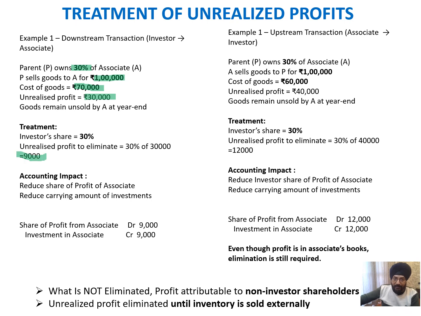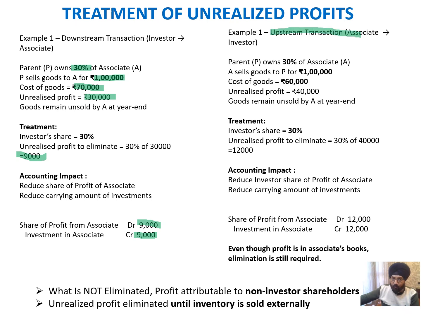So as per Ind AS 28, this profit needs to be eliminated from the CFS of the investor company, and accordingly it has to be reduced from my cost of the investment. So the entry would be: profit will be debited by 9,000 and investment in associate will be credited by 9,000. We'll take another example wherein it's vice versa.